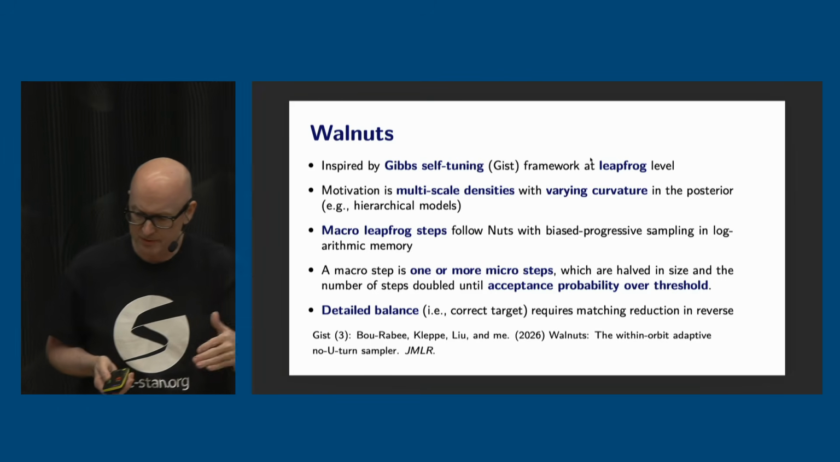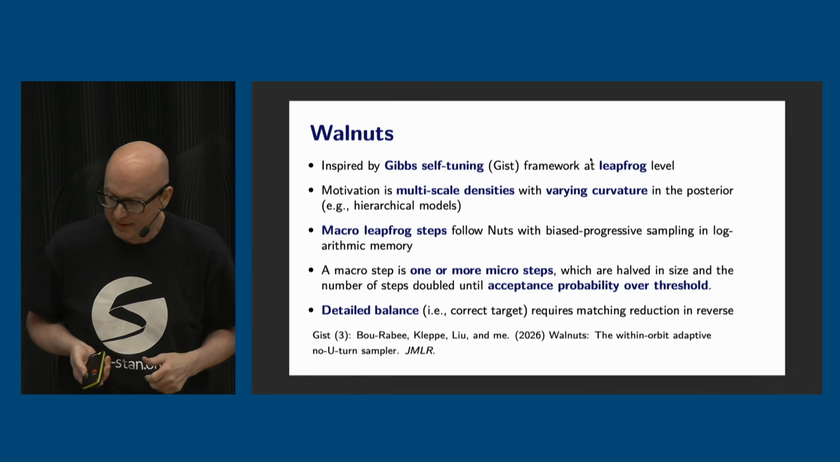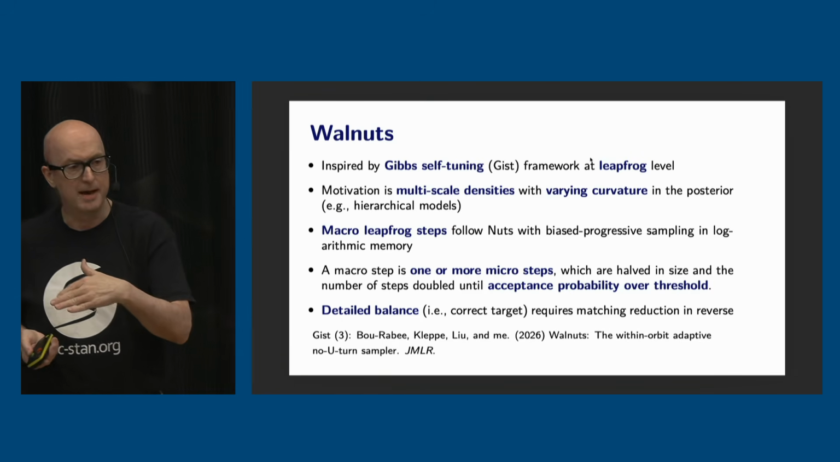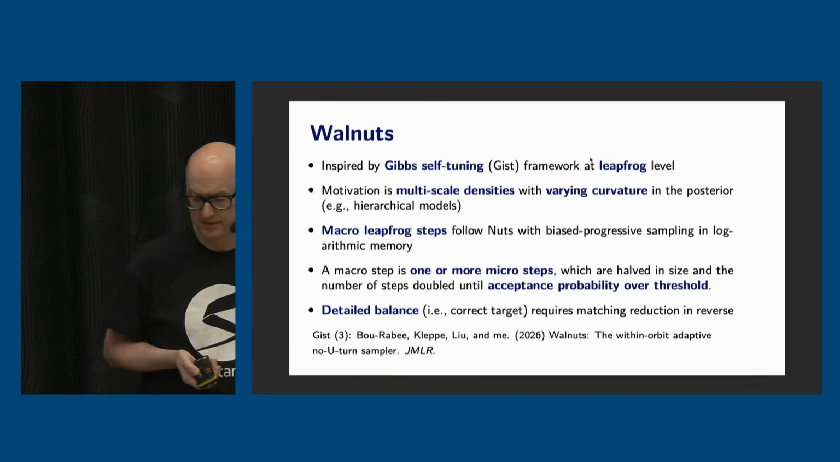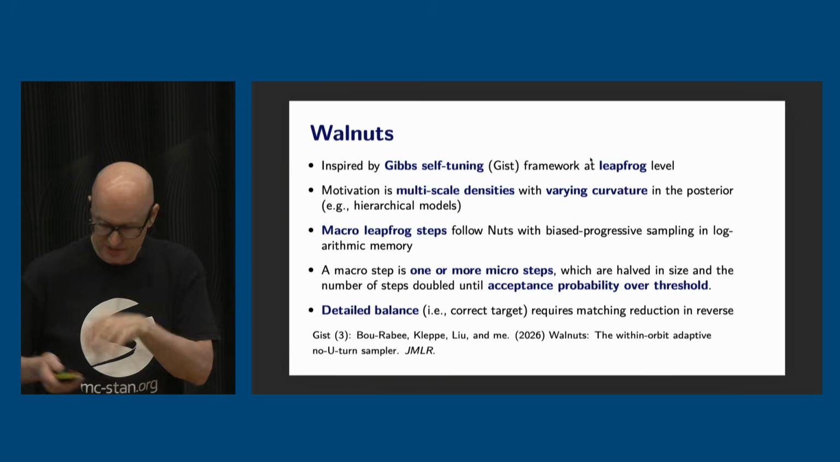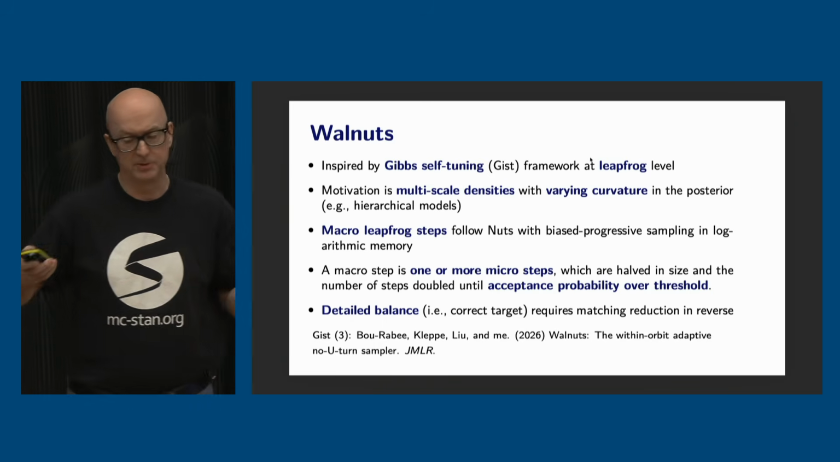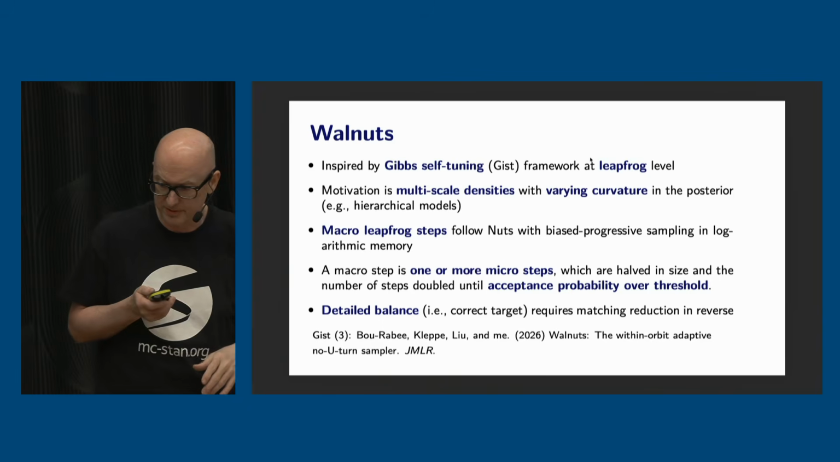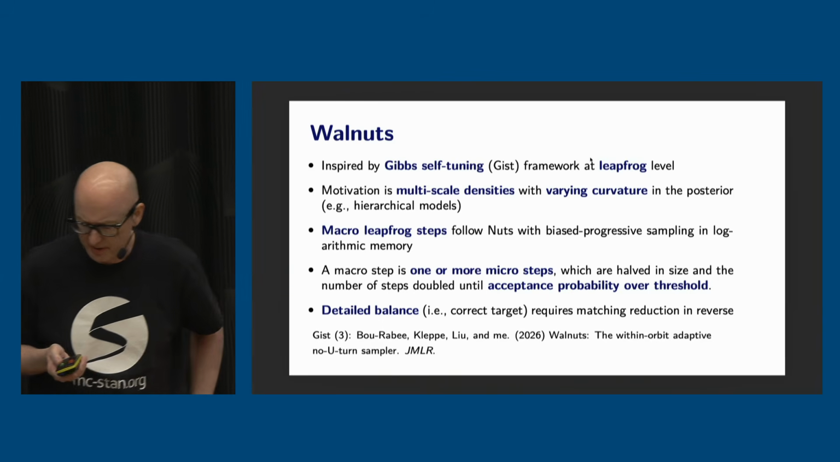So macro steps, one or more micro steps. Detailed balance requires that matching in reverse that I put on the first slide. It's just a little more detailed when you're doing multiple steps like this. This was in our third GIST paper, which came out in JMLR recently.